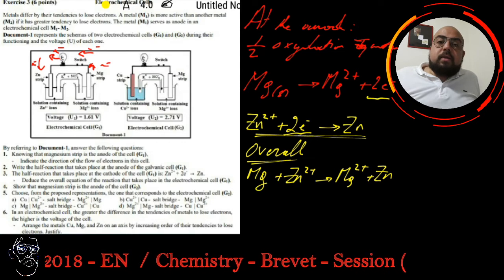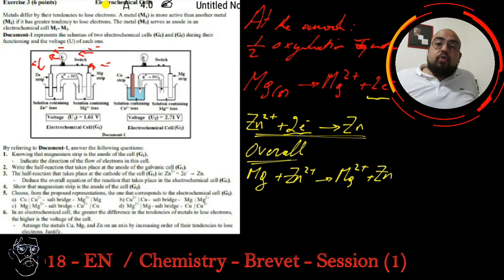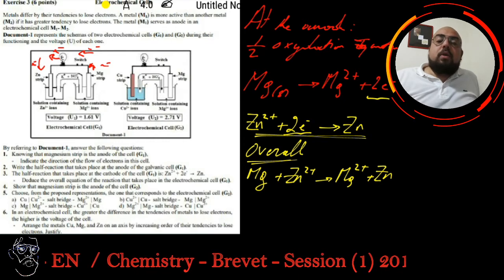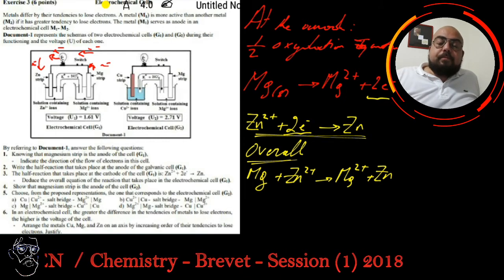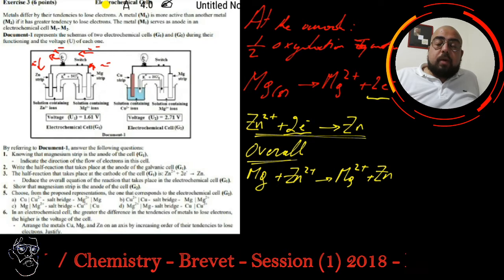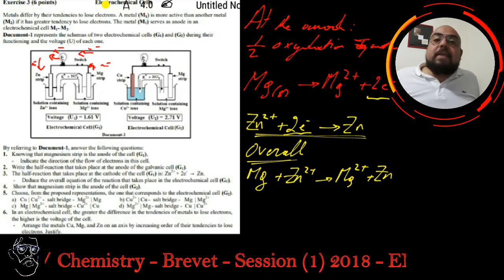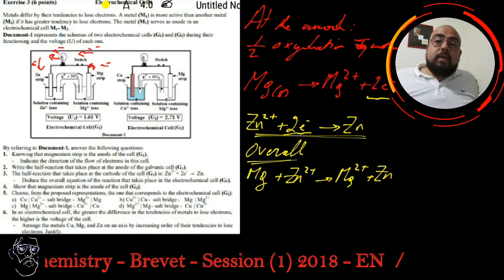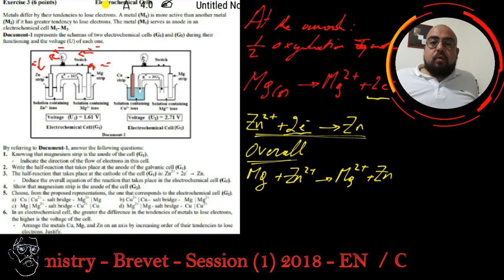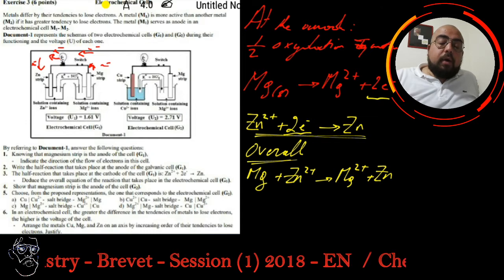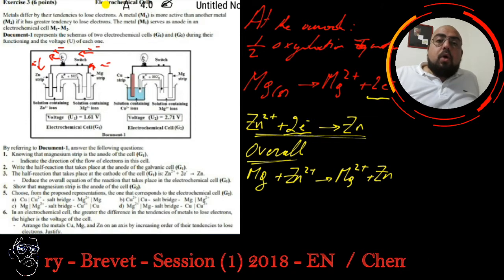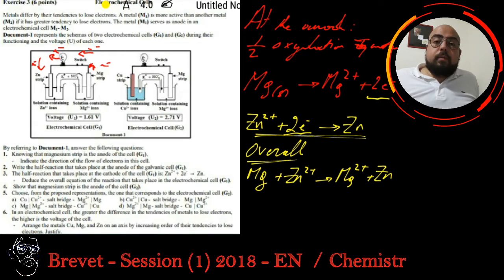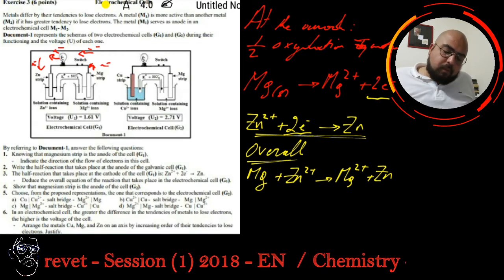How could Mg2+ increase? It's through the oxidation of Mg. So Mg is going through an oxidation in order to be transformed into Mg2+. So Mg is the anode. This is how you justify that Mg is the anode of the cell G2. You have to check towards which direction the ions from the salt bridge are migrating.